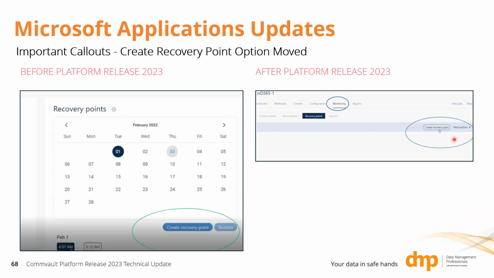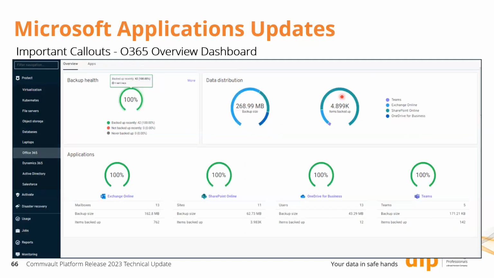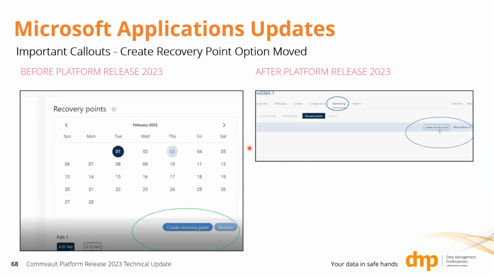Recovery points has been moved. Previously, that was on the general dashboard. You directly could see the calendar with the Create Recovery Point option. That now has been moved beneath the Monitoring tab of the dashboard, which I just actually showed you. It's not here. If you dive into, for example, Exchange Online here, then you will see those tabs with overview, mailbox, content, and then beneath the monitoring tab, there you now have the option to create recovery points.